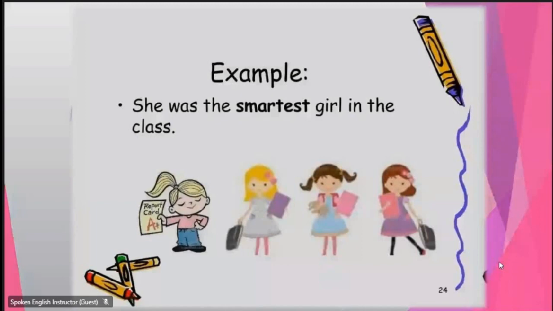Okay, then there comes she was the smartest girl in the class. For example, there are 30 students in the class, but there is only one monitor or one class representative. So that shows that there are so many students in the class, but she was the only one. We usually say, for example, we have so many friends now, but our best friend, there is only one. So this is what they're saying.